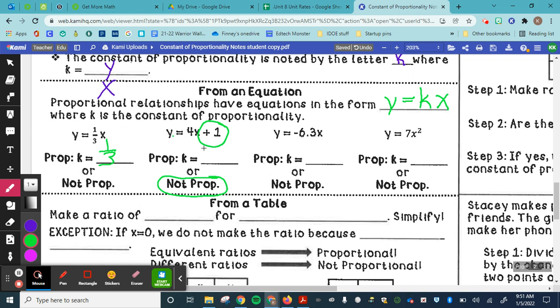And if I were you, I would circle the plus 1 so that you will know that's what made it not proportional. That's what messed it up. So in this example, you saw that it is the right format because it's got y equals, it's got the x, and you told me that the k is negative 6.3. So it is allowed to be negative.